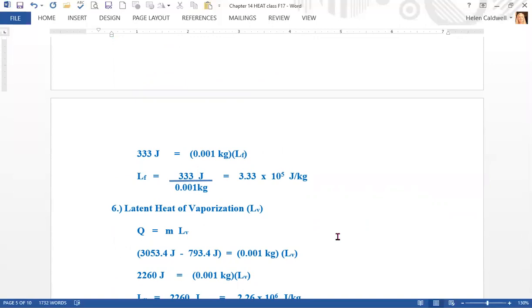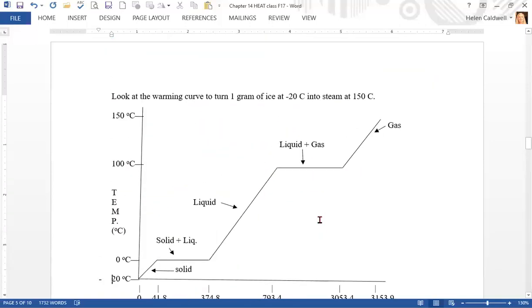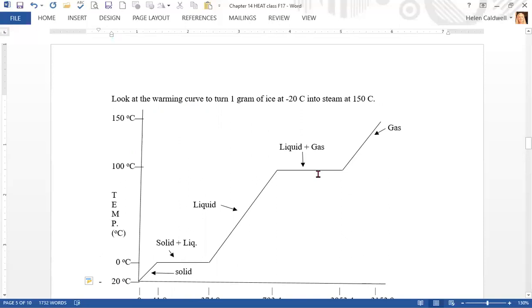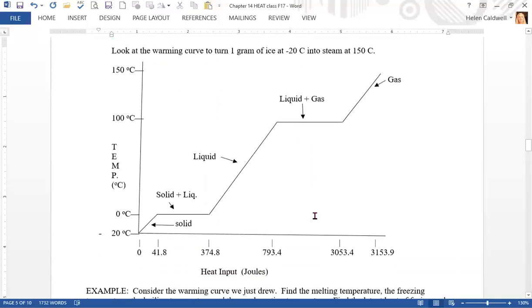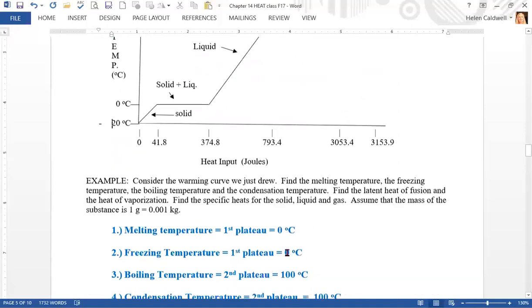For the latent heat of vaporization, that's L sub V. It's Q equals M times L sub V. So we go back to the graph. Heat of vaporization is boiling. And that's this second plateau, going from a liquid to a gas. And you can see our Qs, we end up with, we've added 3,053.4 joules. And we started out with 793.4. So it's the difference in these two numbers, again, final minus initial.